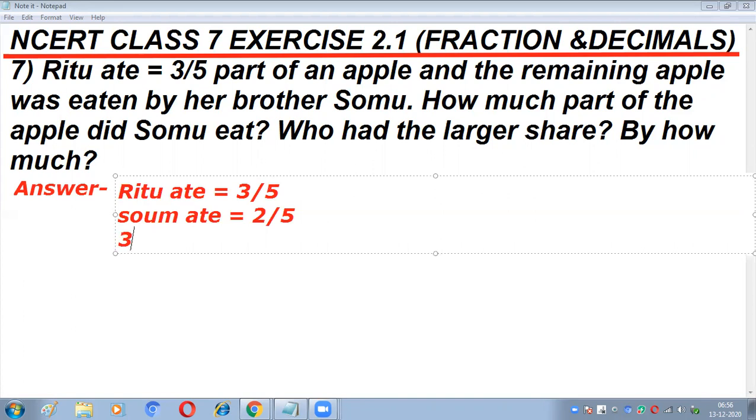So 3 by 5, give a little bit of space, and then 2 by 5. Okay. So please tell me, is 3 by 5 greater or 2 by 5? As we can see here, 3 by 5 is greater and the denominators are the same, so it is easy for us to find out which one is greater. So obviously 3 by 5 is greater than 2 by 5.